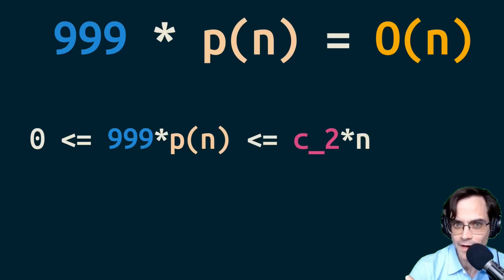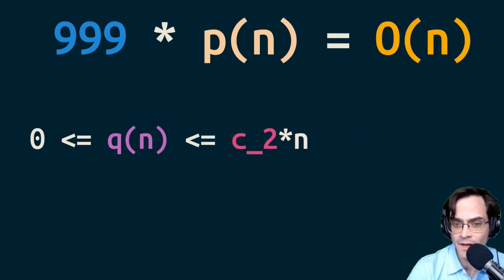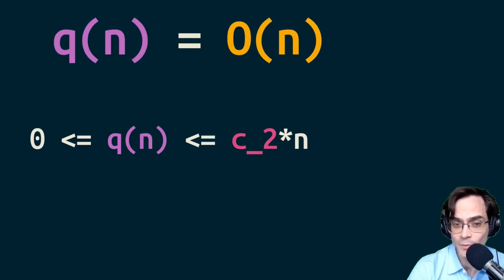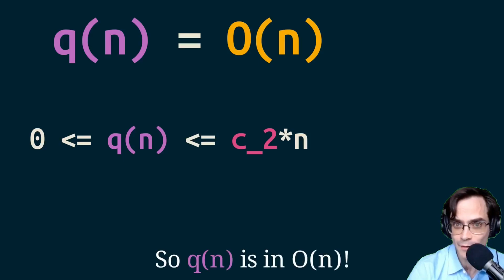Now we're going to call 999 times p of n, q of n. And I'll make that substitution in the top as well. Now in the inequality, it certainly looks like q of n fits the definition of big O. The constant multiplier that we need for the definition is of course c2, and we can use the same n naught from earlier. So q of n also fits the definition. Therefore, q of n is also in O of n. And because q of n is just some function from O of n, we can replace q of n up top with O of n. And now you can see that this equation makes perfect sense.